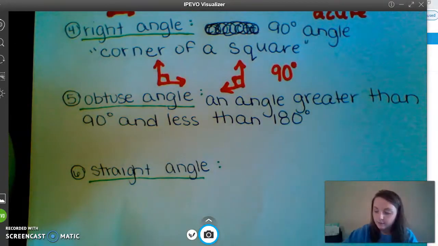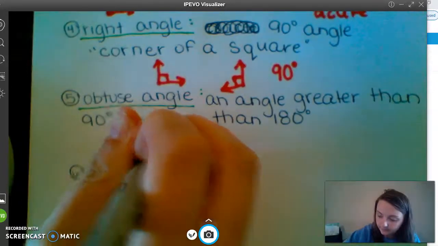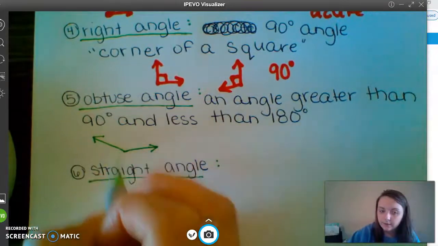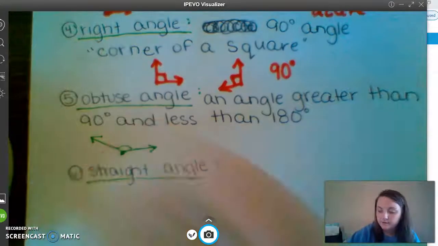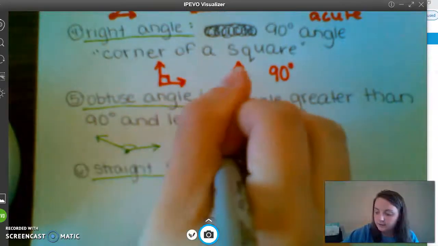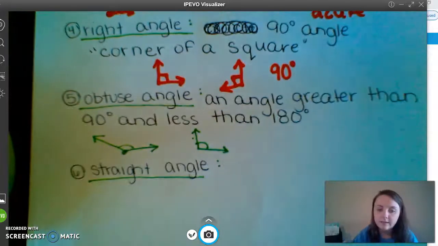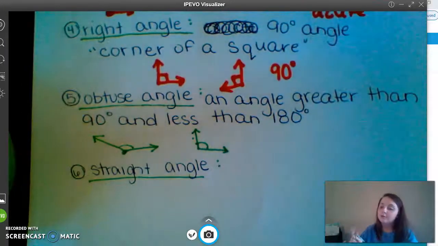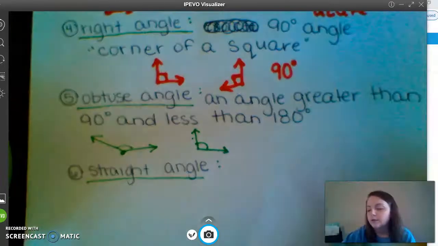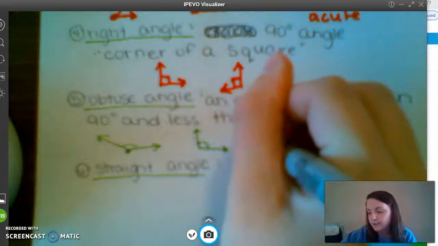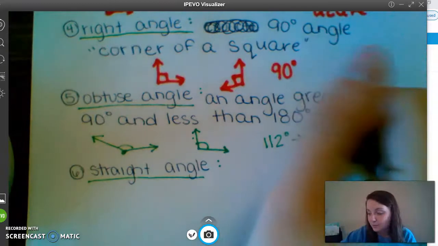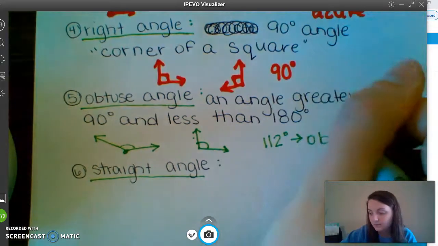An example of that would be something like that. 90 degrees would be right there. We're bigger than that. This angle is bigger, so that would be obtuse. Another one would be something like this. Greater than 90. We didn't get a square little box in the center, so we can't assume it's a right angle. If we gave you angle measures, like on your homework, if I told you 112 degrees, well, that's greater than 90 and less than 180. So that's obtuse. Okay.